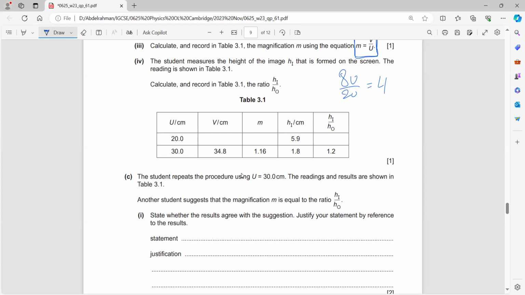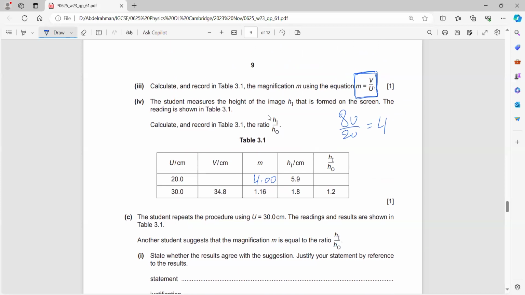Yes, it is easy. Okay, 4, we could write 4.0 or 4.00. 4.00. The actual V was what? The actual V was 80.